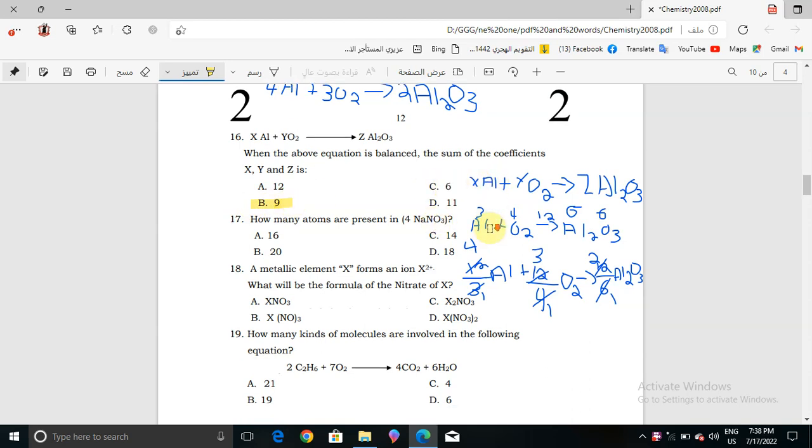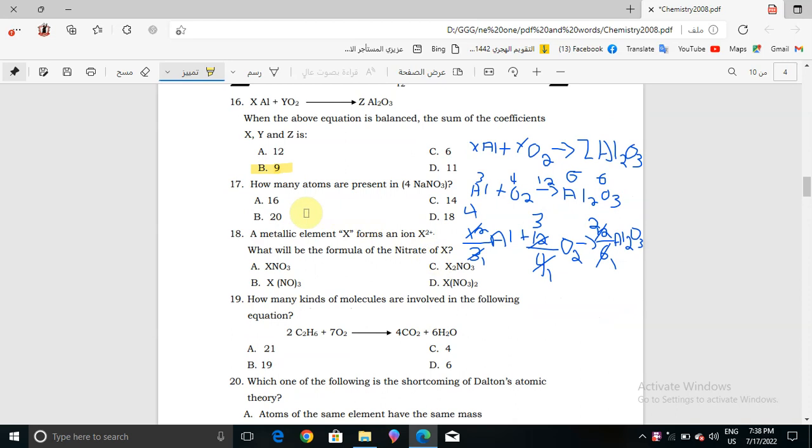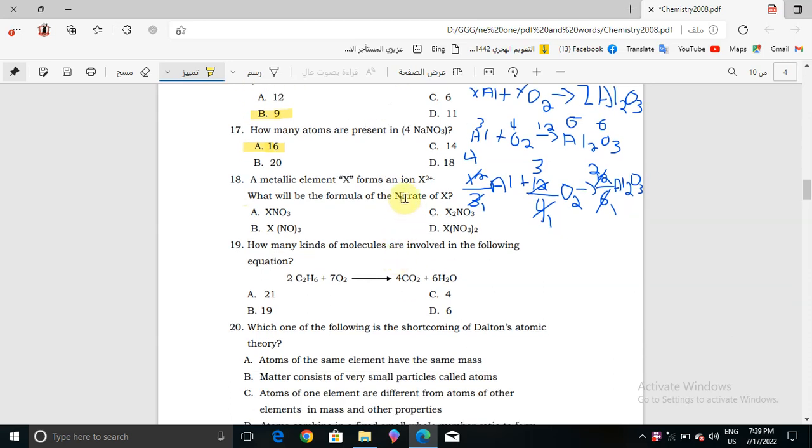Okay, now in question number 17, how many atoms are present in 4NaNO3? It will be 16, 4 times 4, 16. Okay, now question number 18, a metallic element X forms an ion X2 plus. Now what will be the formula of the nitrate of X? It will be X(NO3)2, because when we make a crisscross, the 2 will be out of the bracket.